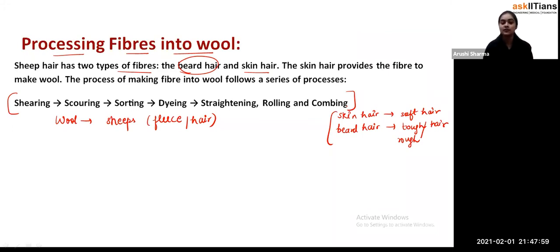Now this is the series of processes we use to make wool from the fiber: shearing, then scouring, then sorting, dyeing, straightening, rolling, and combing. See, students, it is very easy.